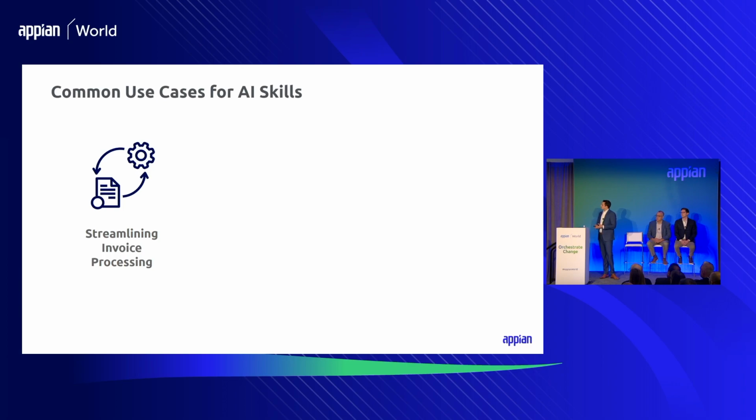So I'd like to go through a few different common use cases we've heard with AI skills, and especially how you can use them together with other AI skills, but also together with other Appian features to really have a well-rounded application. So streamlining invoice processing, this can be something where you have a stream of documents coming in.